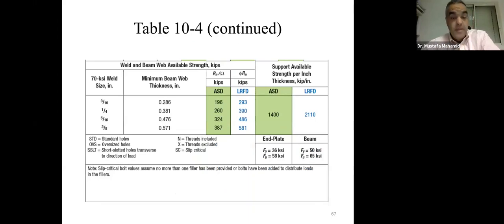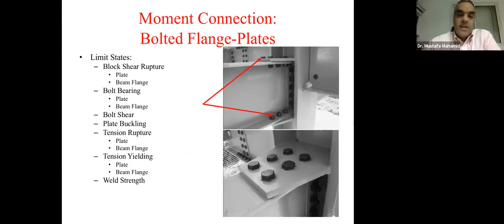And here we have the weld and beam web available strength given at the bottom part of the table, and also the support available strength in kip per inch, similar to table 10-1 that we discussed before. So that's given here also for the shear end plate connection. So that's for shear connections: the tables, the provisions, the common types that are used. Then the connection limit states that we need to consider in designing these connections.